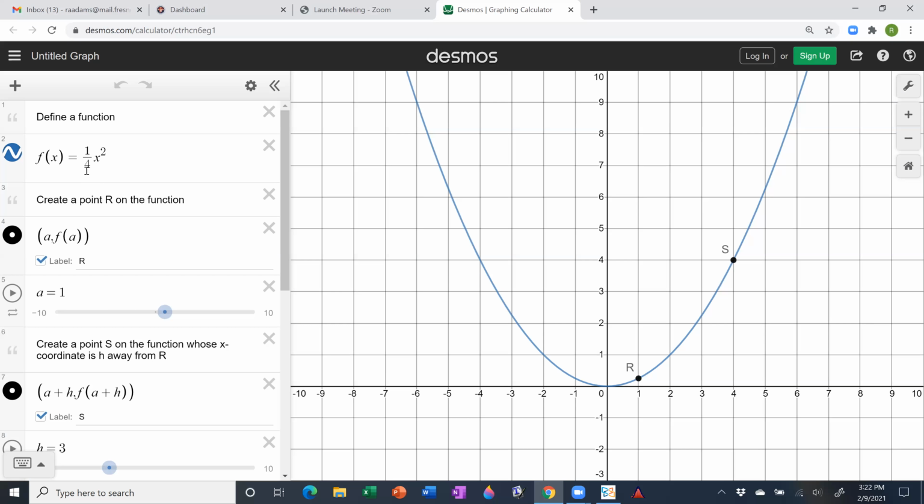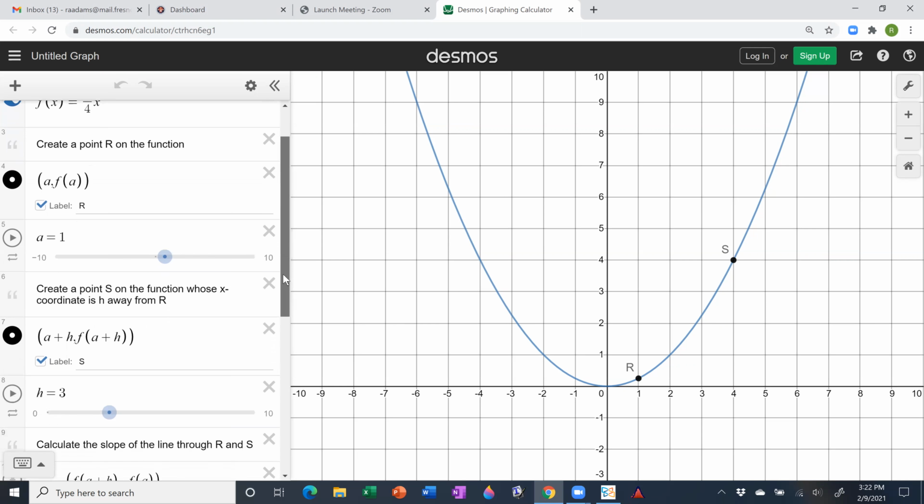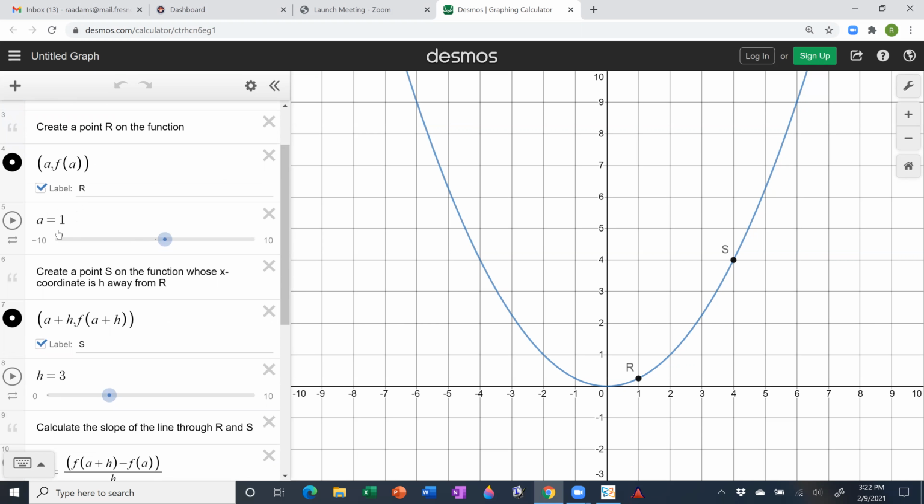I just have a function defined here. f of x is 1/4 x squared. So just a nice parabola here. And then we'll create a point r on the function. So like I said in the notes, it's going to be some value of x is a, comma f of a. Okay, and so I've got r right here. And then with Desmos, it's awesome. I've got a little slider going here where I've got a set as 1. But I could slide it around and pick different values.